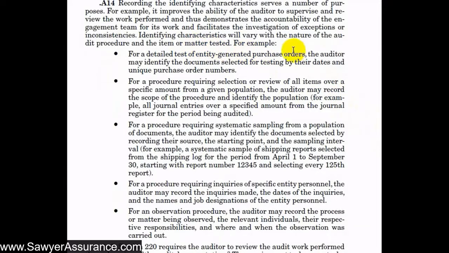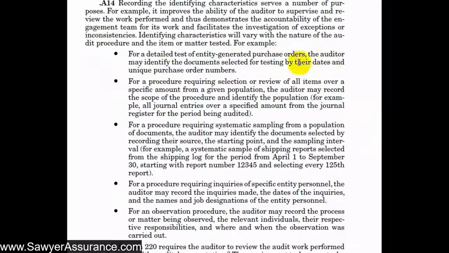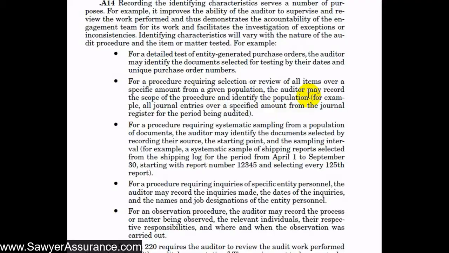For instance, if we're looking at purchase orders in our test, then we might be able to identify those documents by the dates and the purchase order numbers. Next, if we were testing a population and we select all of them over a certain amount, we might document the amount that we're scoping, and that would identify the items that we tested.